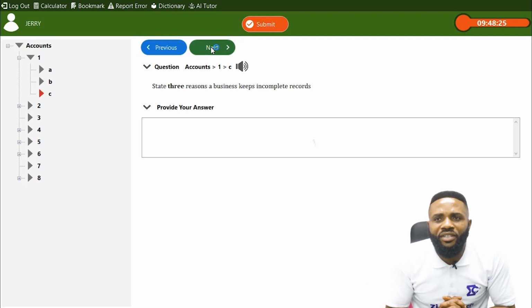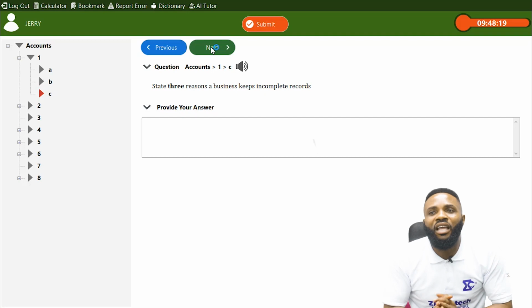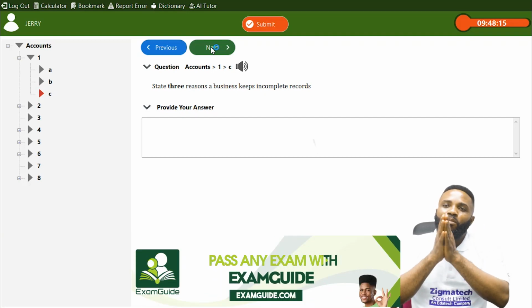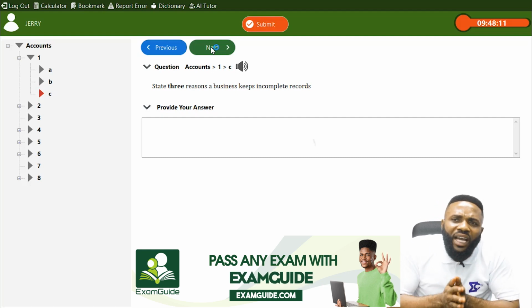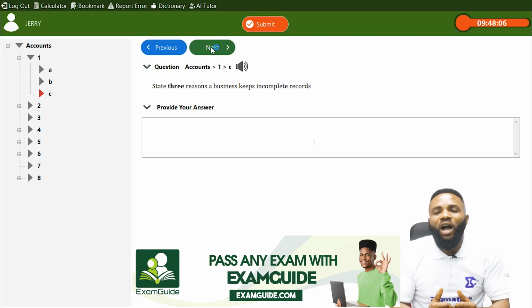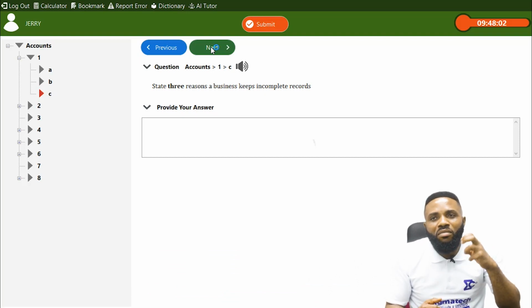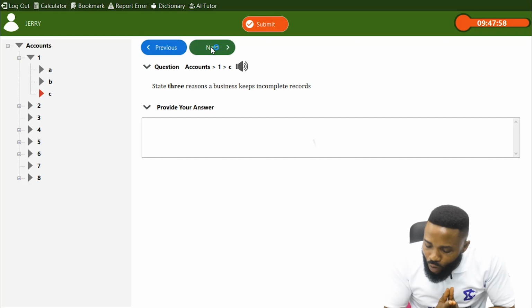Let's look at C. It says, state three reasons a business keeps incomplete records. We have seen that incomplete record is any record that does not conform to the double entry bookkeeping system. Now, having seen the importance of the double entry principle, what will make an organization not observe this double entry principle?